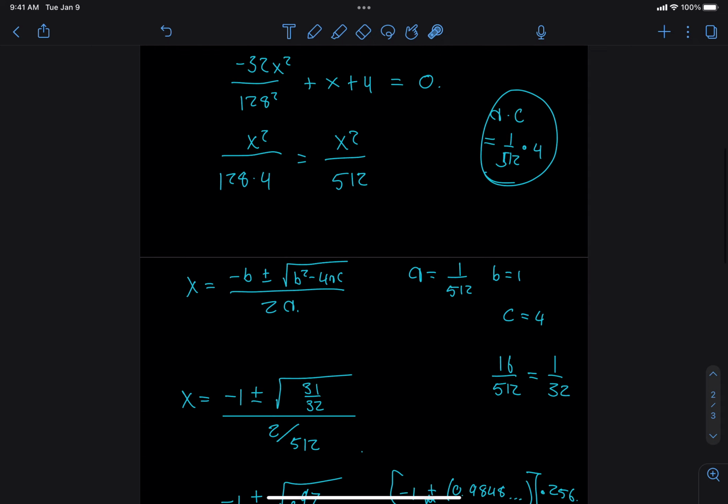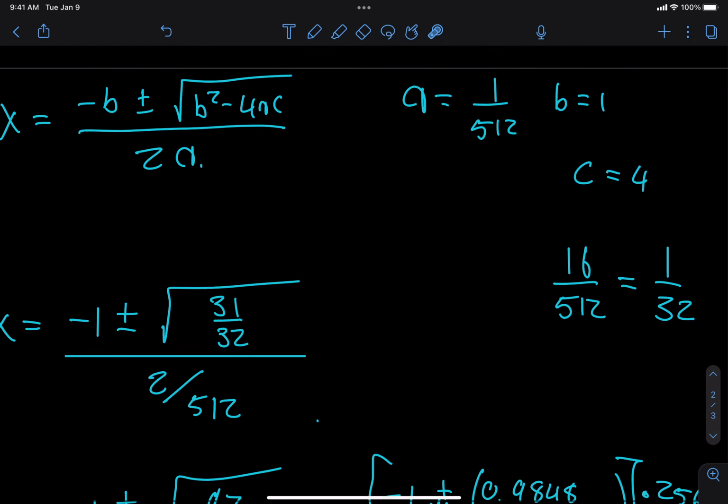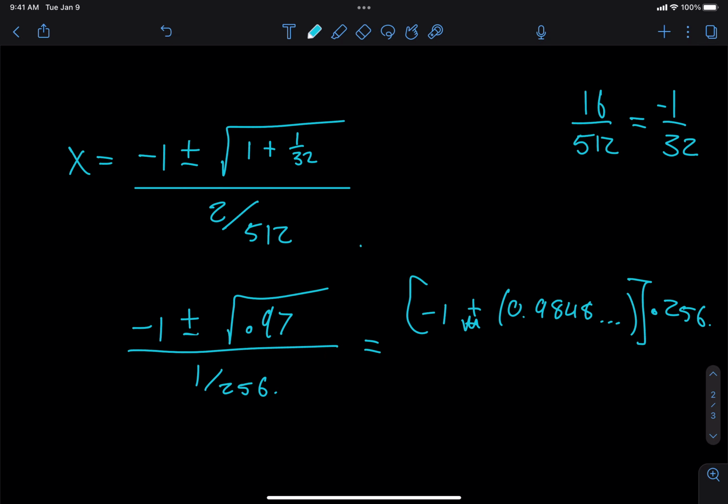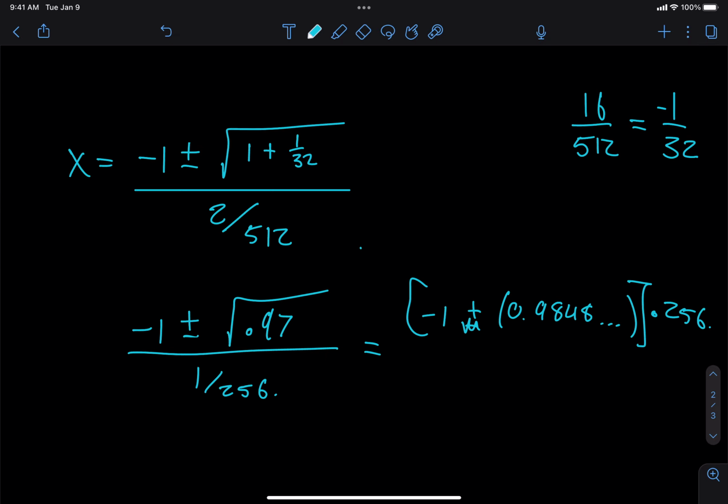So it shouldn't have been... When I did a times c, a was -1/512. So this should have been -1/32. So this should have been 1 plus 1/32, which would have given us... Okay, let's do it. So 1 plus 1/32 gets us 1.03. We then have to take the square root.